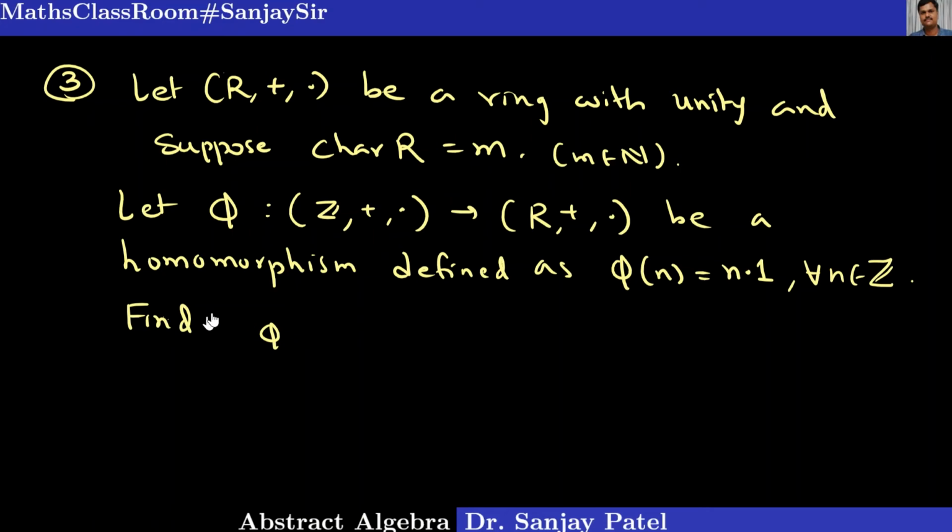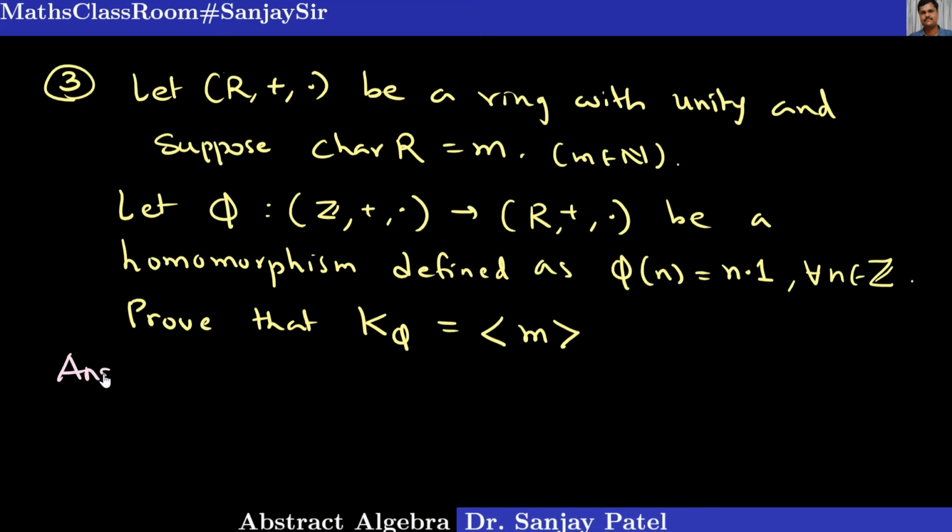Instead of this, let me write in a different way. Then prove that the kernel of phi is nothing but the ideal generated by the number m, which is the characteristic of the ring R. Remember, if R has finite characteristic small m, then for this particular homomorphism, its kernel is always the ideal generated by the number m. Let us prove. It is a very interesting problem.